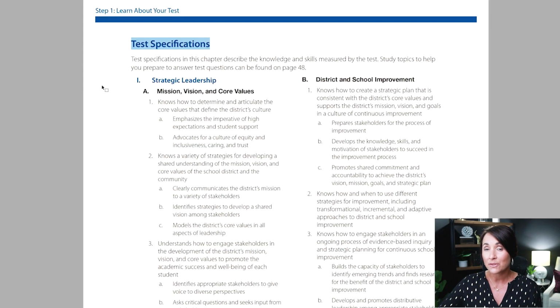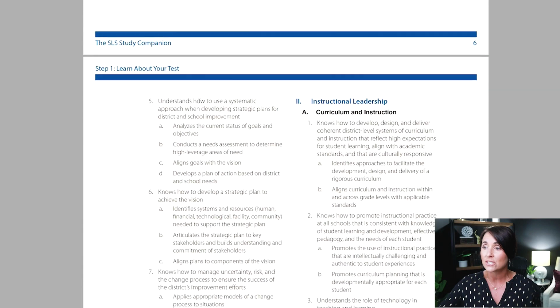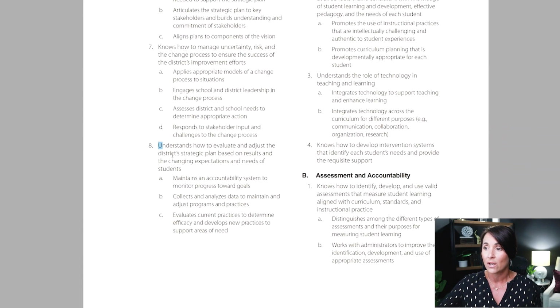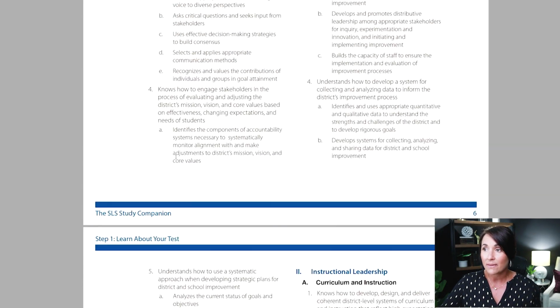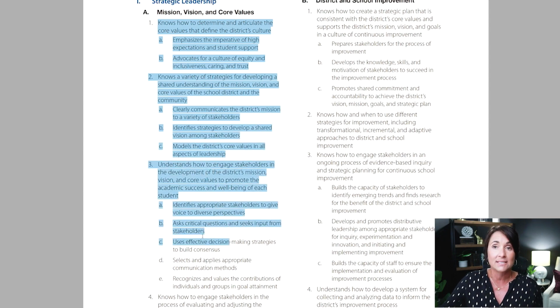Now remember, when we talk about the blueprint, we really want to focus in on these test specifications. The test specs, like I like to call them and other people like to call them, have the specific language and the specific things that you are going to be assessed on this exam. So you can see here we have strategic leadership, which is content category 1, and all of the things under strategic leadership that you need to know, and it goes all the way down here to number 8. Now, a couple of things about this. All of the language used in this test specification, there's language and words and things like that. It's really important information.